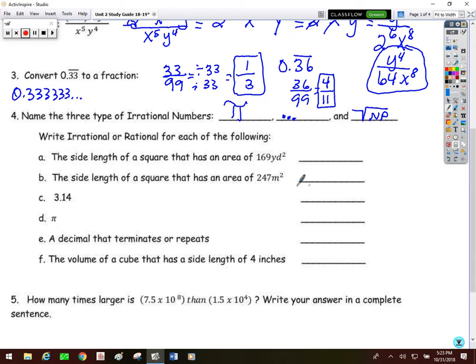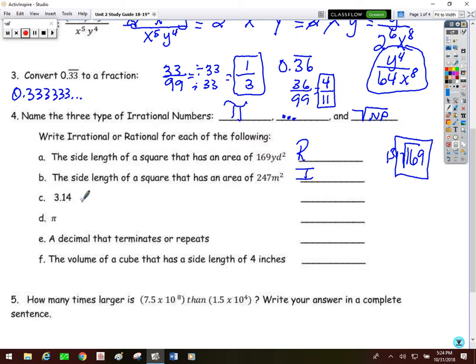Well, if I look at the first one, the side length of a square that has an area of 169. And remember, to find the side length, we take the square root of 169. And 169 is a perfect square. And the answer would be 13. So this one is rational, because this is a perfect square. Well, look at the next one, 247. Remember, I can't multiply anything times itself to get 247. So this number would be a non-terminating, non-repeating decimal. This one is irrational.